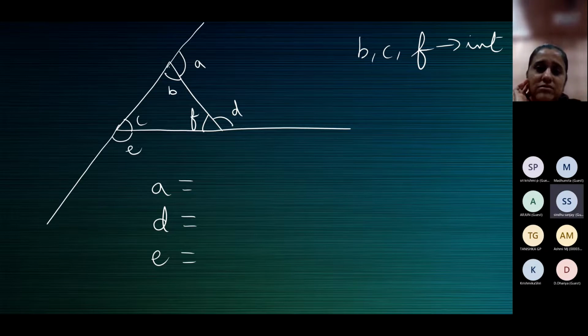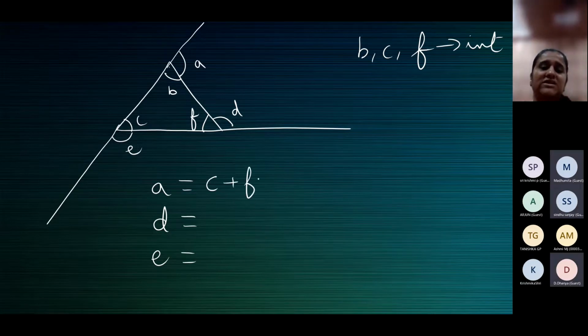For A, the immediate interior angle is B, so leave B. A is equal to C plus F. C plus F, ma'am. C plus F. Very good.